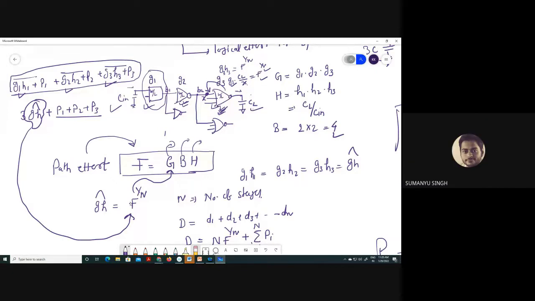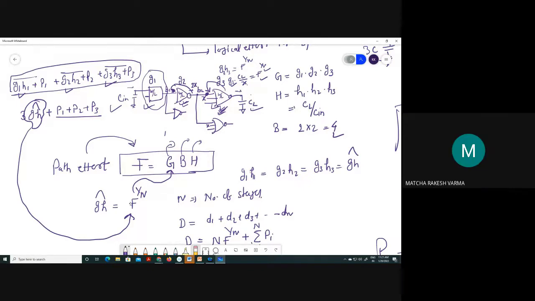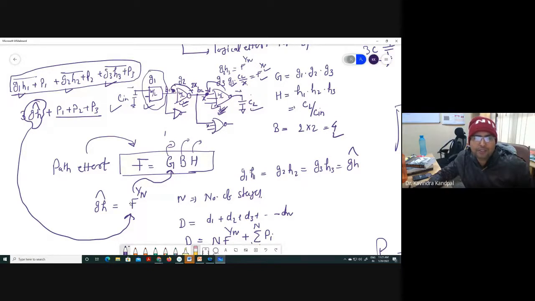Now you need to identify the capacitance of this stage. I told you, due to the branching present here, this sees a capacitance of 2x. Right or not? X because of this one, X because of this one. It happens to be 2x. So again G2H2 is supposed to be f to the power 1 by n. You already know the value of G2 for an OR gate. That is multiplied by H2, which is 2x divided by the net capacitance here. Let's say Y. This will give you the value of Y.